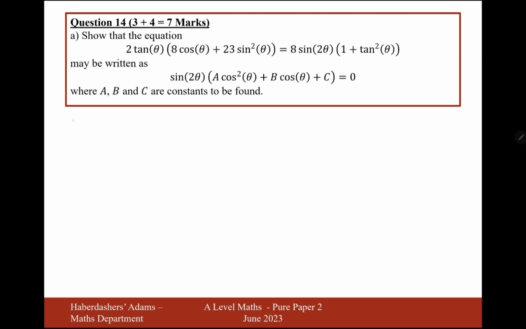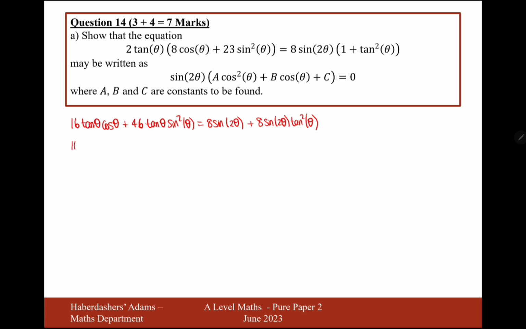So let's expand the first one. 16 tan theta cos theta, add 46 tan theta sine squared theta equals 8 sine 2 theta, add 8 sine 2 theta tan squared theta. Alright then, okay, so what I think we're going to do first is simplify these individual bits.